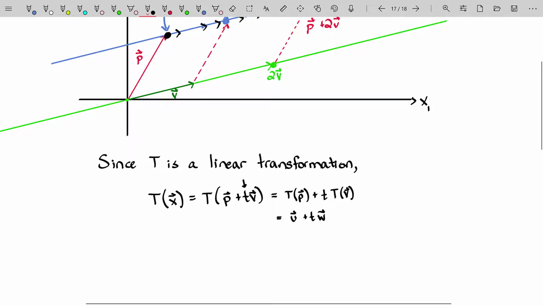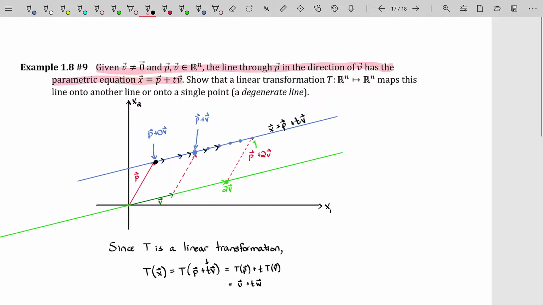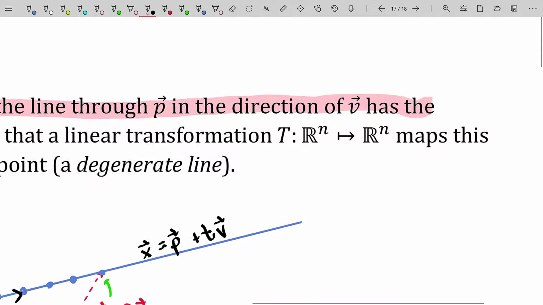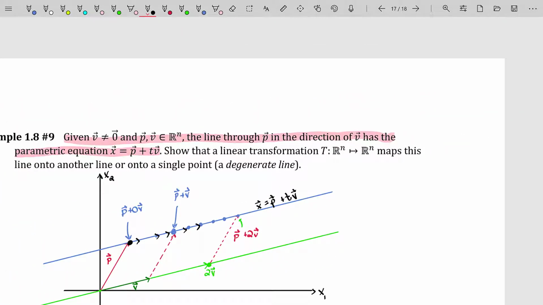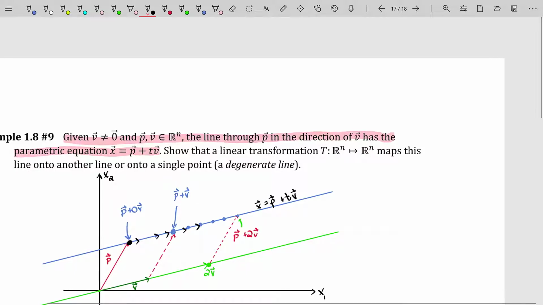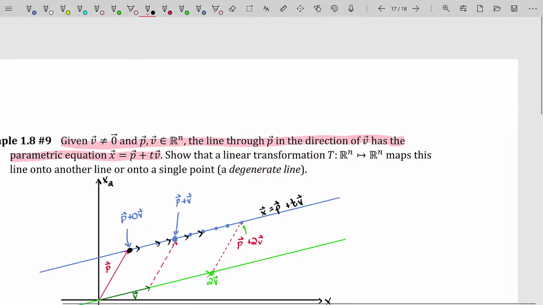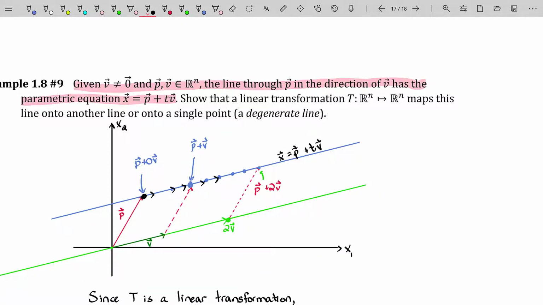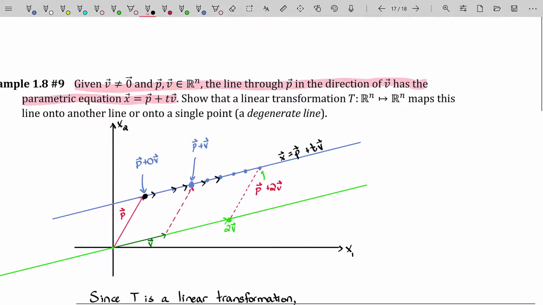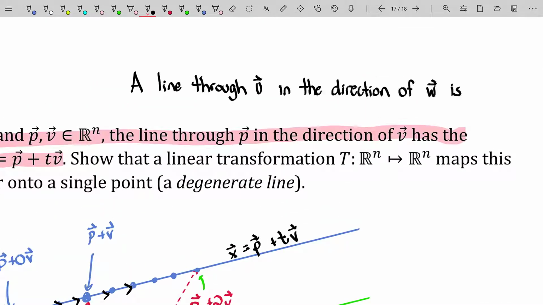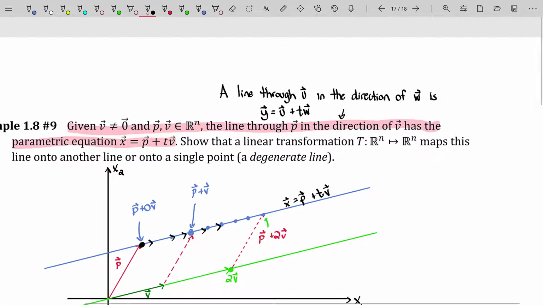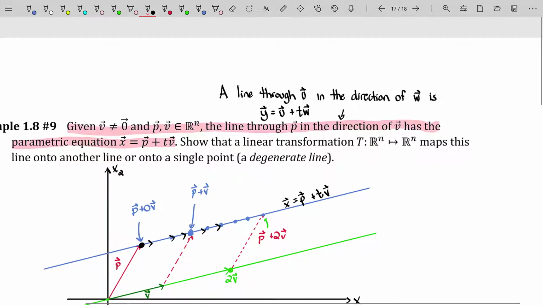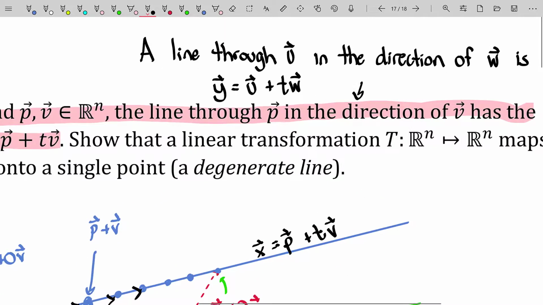And by our entire conversation up above, the line through the vector p in the direction of v has the parametric equation x equals p plus tv. It's a line through p in the direction of v. If you replace those letters with u and w, then we can say a line through u in the direction of w, I'm just stealing a lot of this language right here, is the parametric equation I wrote as y equals u plus tw. You don't really need the y in there, I'll just erase that.